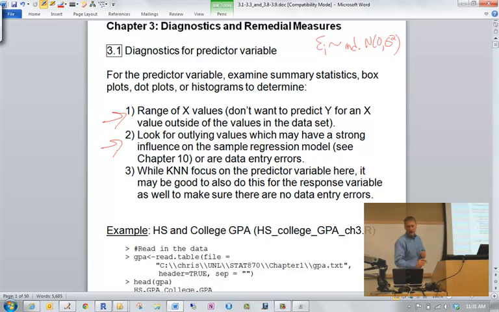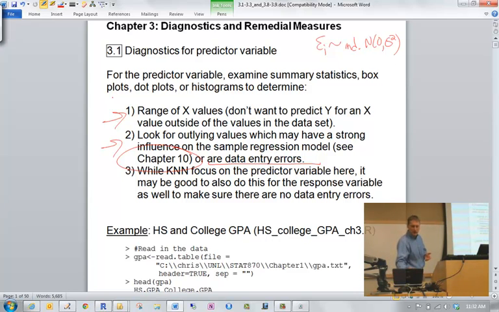Also, you want to look for outlying values that may have a strong influence on the sample regression model. What that basically means is that if you have some really weird x's, that could have a strong effect on what your sample model ends up being. Your B1 could change a lot depending upon what x is. This is more of a topic for chapter 10, but at this point the book wants to tell you, hey, bad stuff can occur if you have outlying values. Also, outlying values are often a sign that you have a data entry error, as I discussed a few minutes ago.